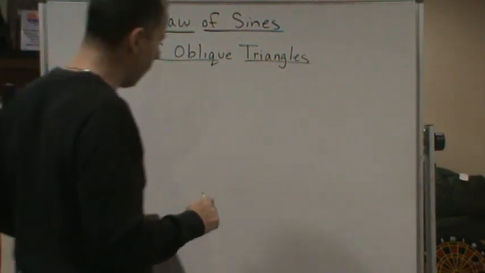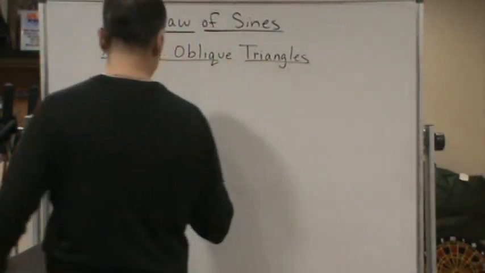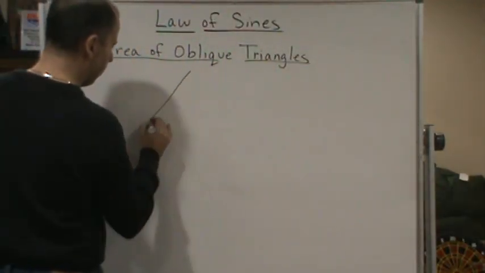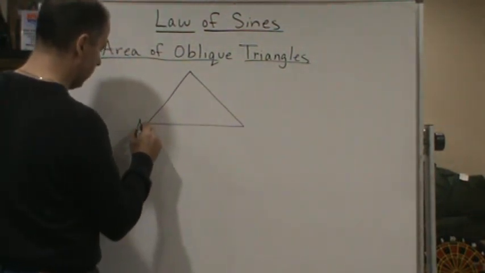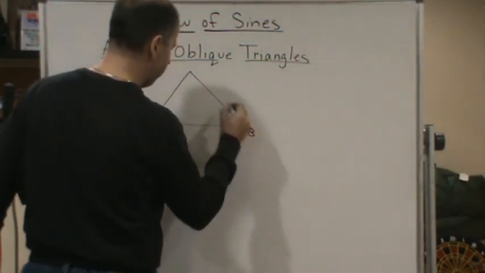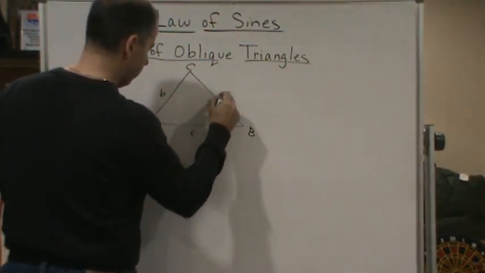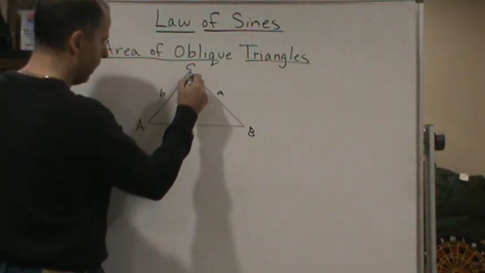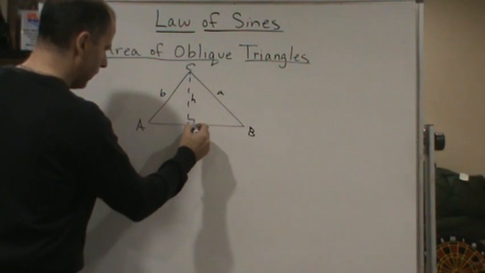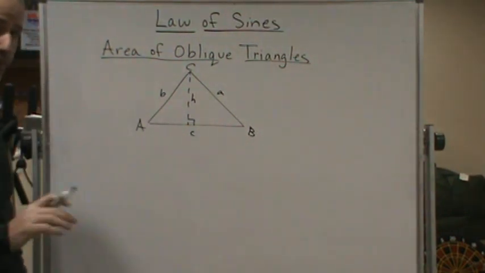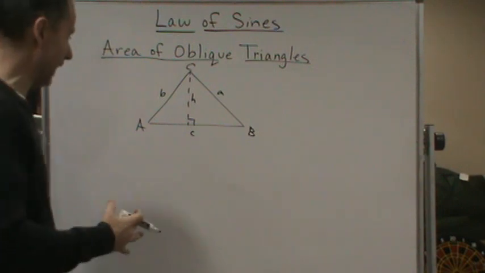Okay, welcome back, and now we're going to talk about finding the area of oblique triangles. So just like before, when we have a triangle, let's write out our generic oblique triangle here. Let's draw our altitude, h. So here's our right triangle. Remember, the area of a triangle is 1/2 base times height.